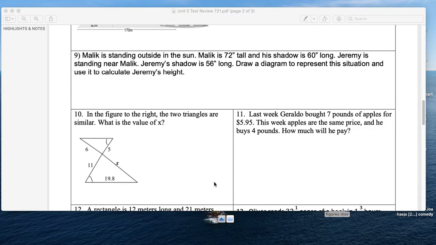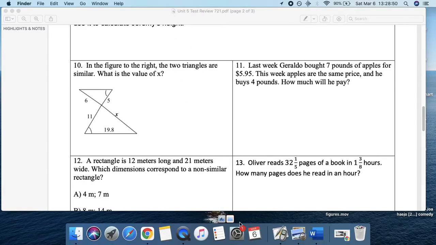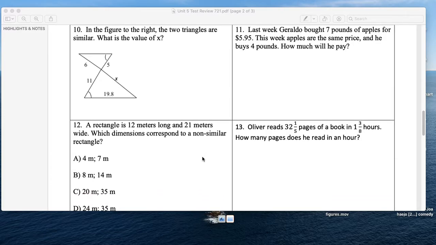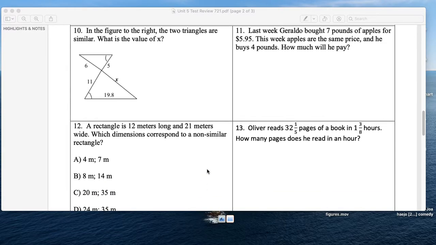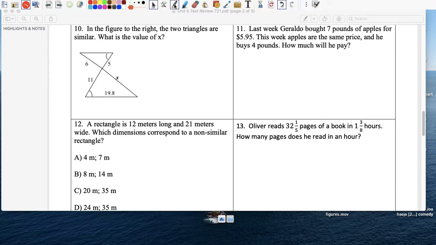Figure to the right, triangles are similar. What's the value of x? So corresponding sides. This matches with this, and this matches with this. The other two also match, like the base of the triangle, but I'm not interested in that.